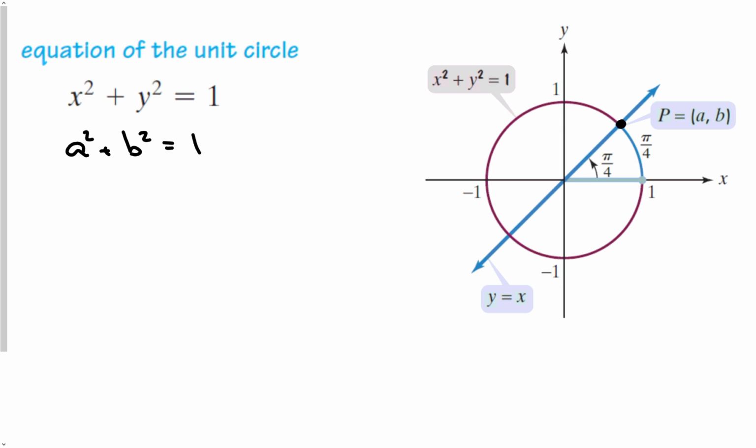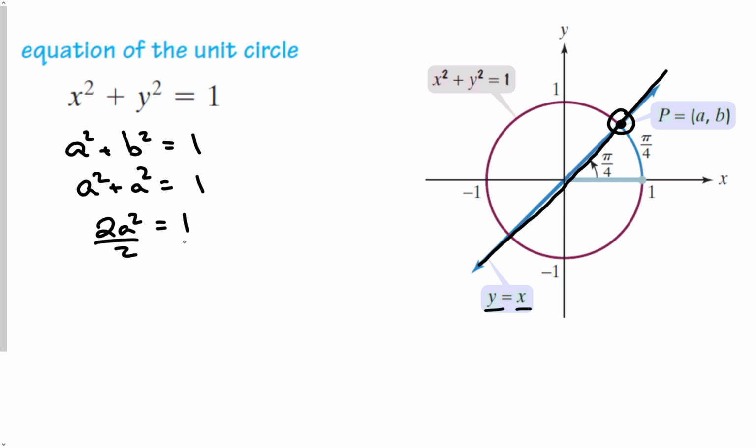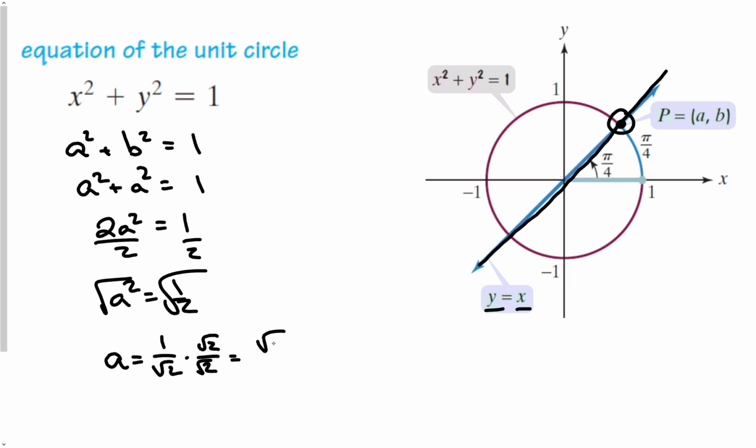Then, because this line y equals x goes through this coordinate, we know that x and y have to be the same thing. So using substitution, 2a squared is equal to 1. Divide out the 2, a squared is equal to 1/2. Take the square root of both sides, and we get that a is equal to 1 over the square root of 2. Really, I don't want to write it like that, of course. So I get that this is the square root of 2 over 2.